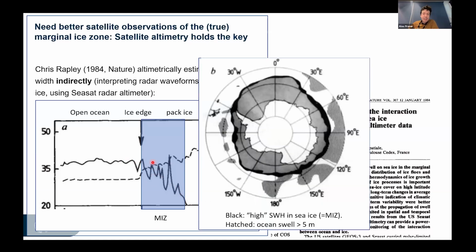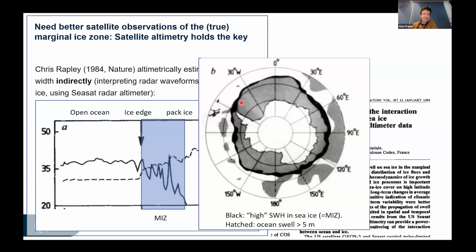In fact, they were able to make these 3-day maps of the wave-affected marginal ice zone, indicated with this black border around the ice edge here. In the Southern Ocean, they hatched regions with a greater than 5-meter significant wave height. You can see that adjacent to regions with a high wave height, we have a deep MIZ, and adjacent to regions without a high wave height, there was a fairly shallow MIZ. So over a 3-day basis, they were able to make these maps of what I'm calling the genuine wave-affected marginal ice zone from an altimeter in the 70s.